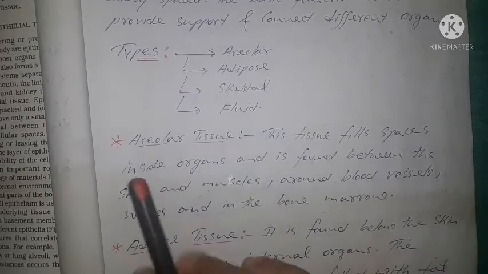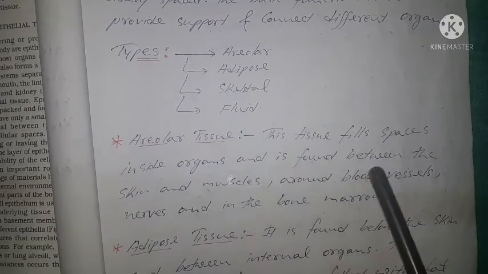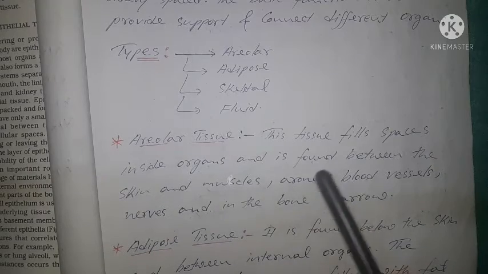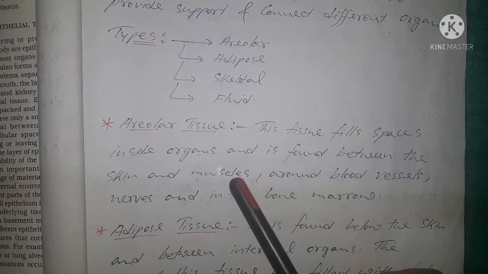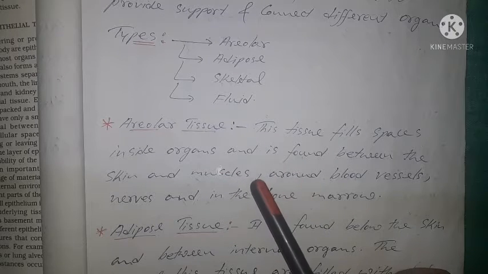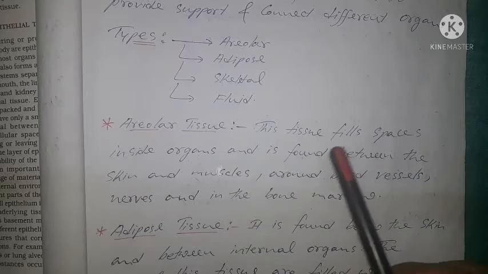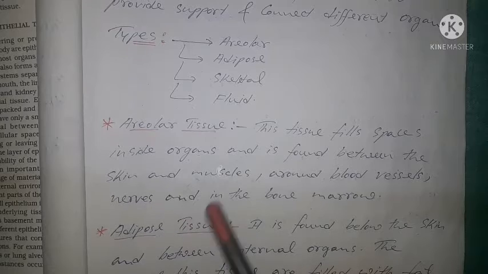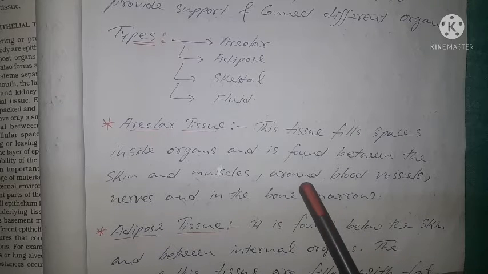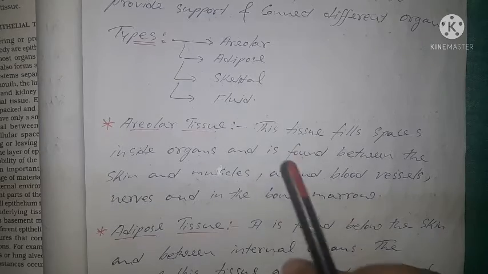The areolar tissue. This tissue fills space inside organs and is found between the skin and the muscles. So this type of tissue is actually found in the space inside the organs, and it is also found between the skin and muscles. It is also found around blood vessels, nerves, and in the bone marrow.